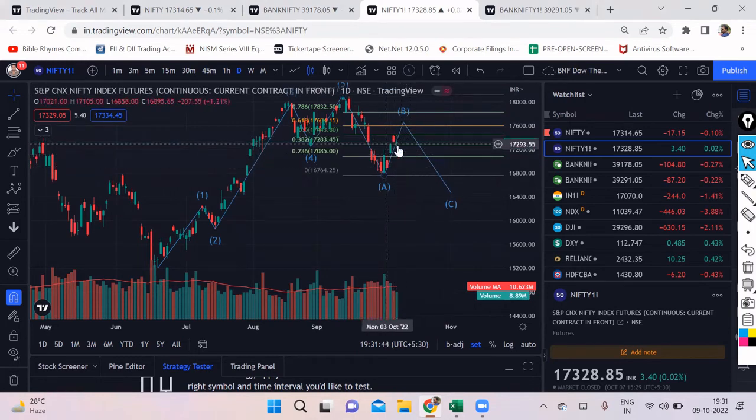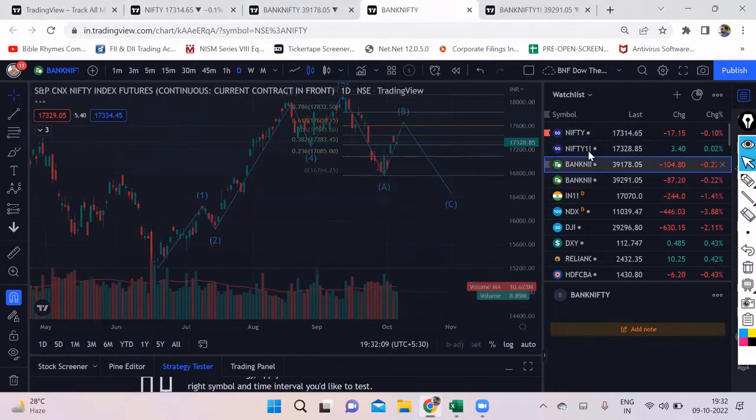Now we need to see if it continues to go down, or whether it will change its mind and maybe give some more dip like this and then go to 0.618. Even that is possible. So we'll discuss all these levels. Right now, keep this in mind.